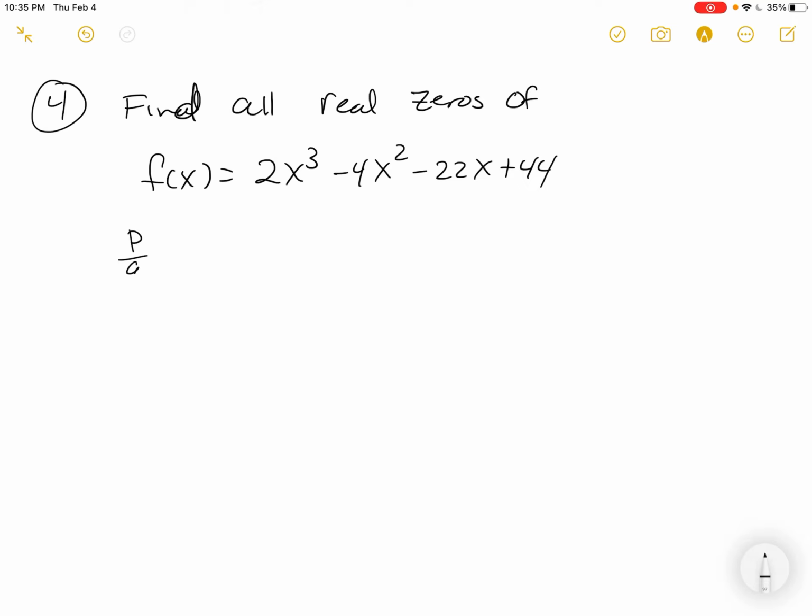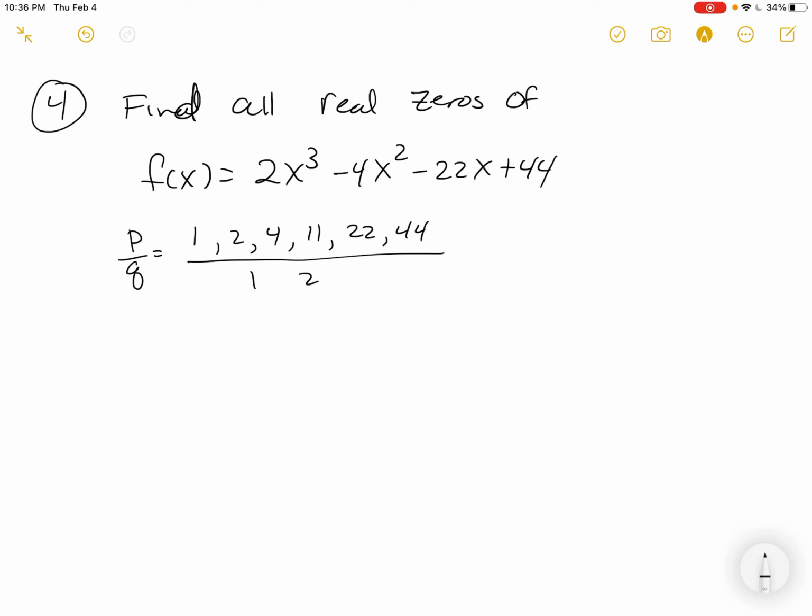When I did the factors, they call it P over Q. I think it's P that they put on top. But this is the factors of 44 over the factors of 2. And so that's 1, 2, 4, 11, 22, and 44, all over either 1 or 2.